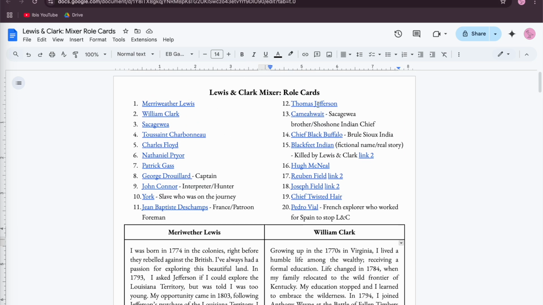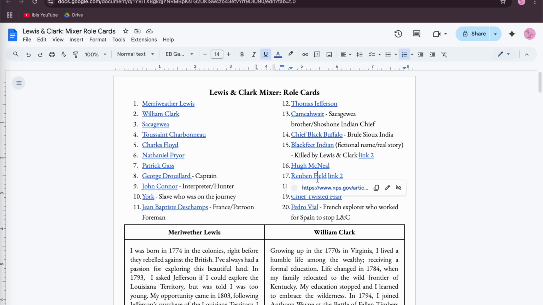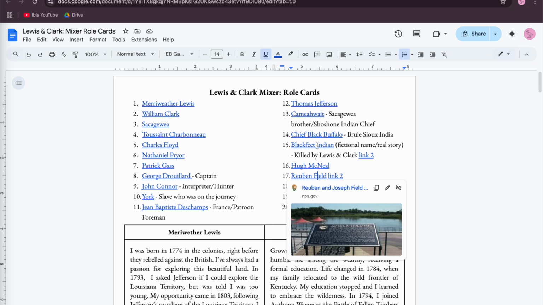I've also included links to all of the sources for where I got the information for all of these people. All of these people are real individuals. They are historically based. The only one that is not is number 15.